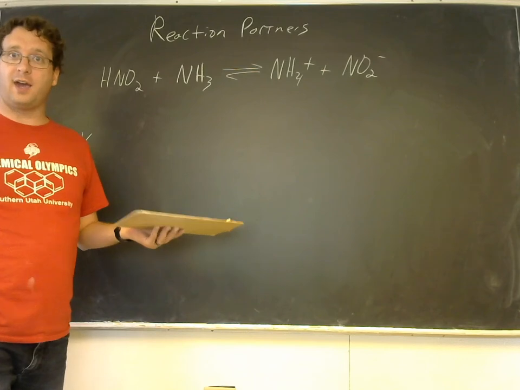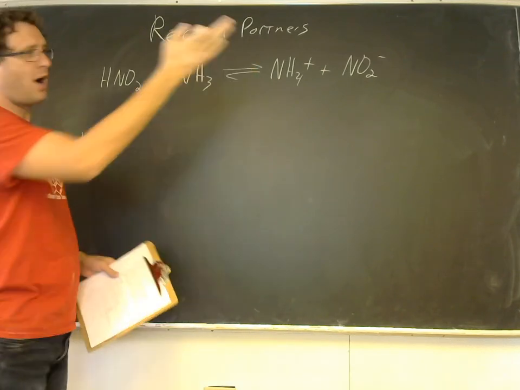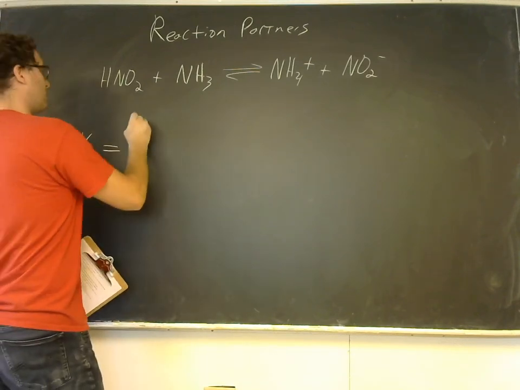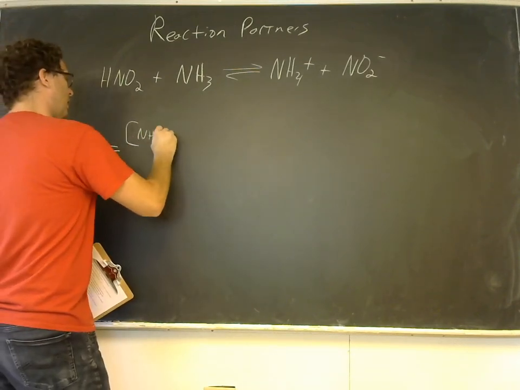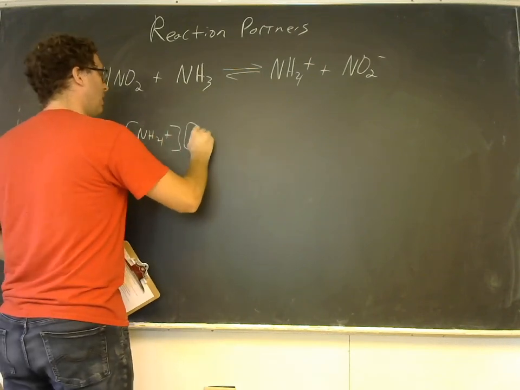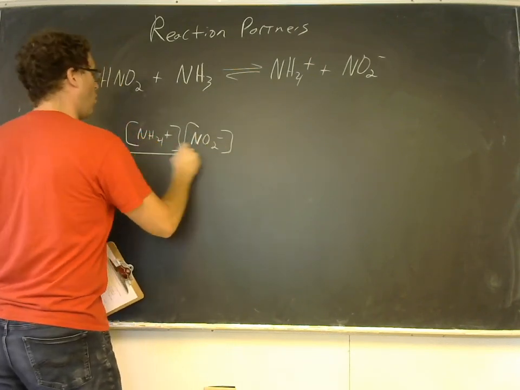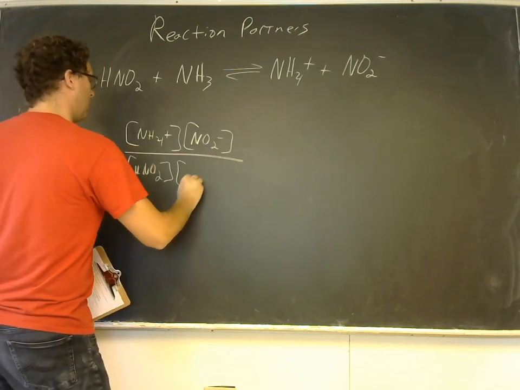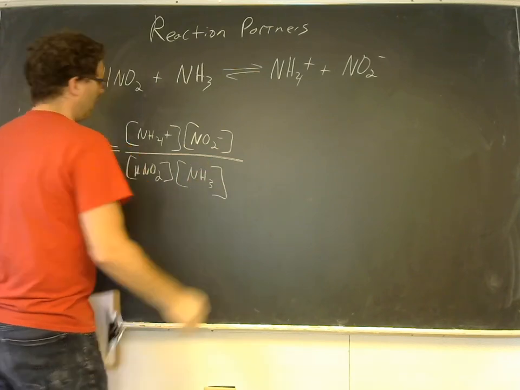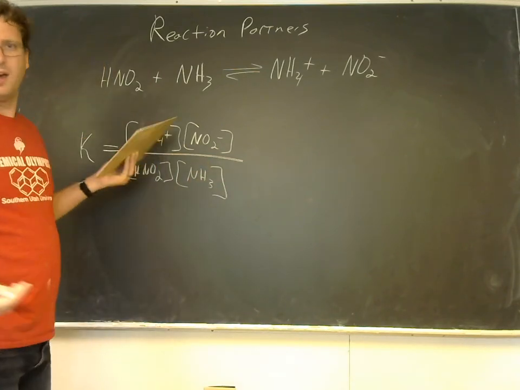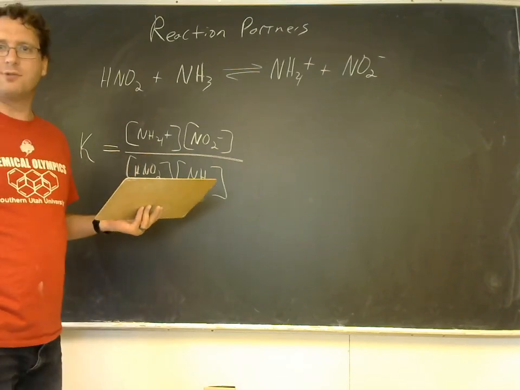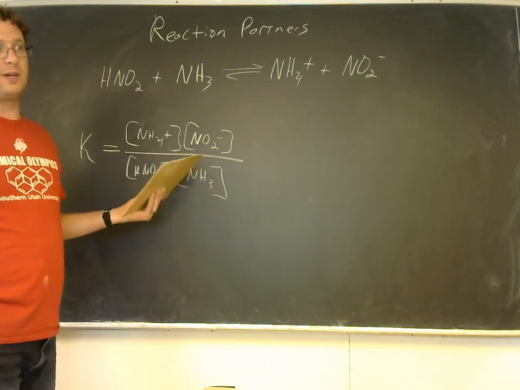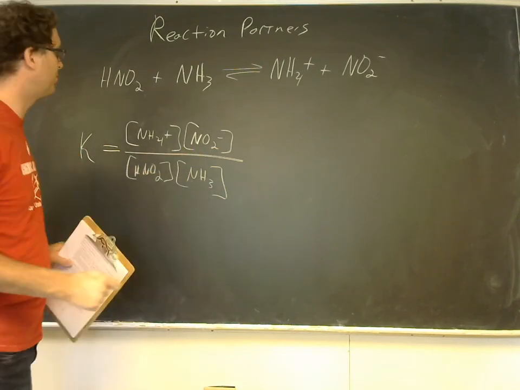There's no water, there's no H3O plus, there's no OH minus, and so this K is going to equal NH4 plus, NO2 minus over HNO2 and NH3. Well, it would be nice if we could get an idea for what is the value of K. Is it going to be product favored or reactant favored? Is there any way we can figure this out? And the answer is yes. There's a great simple way to look at this.